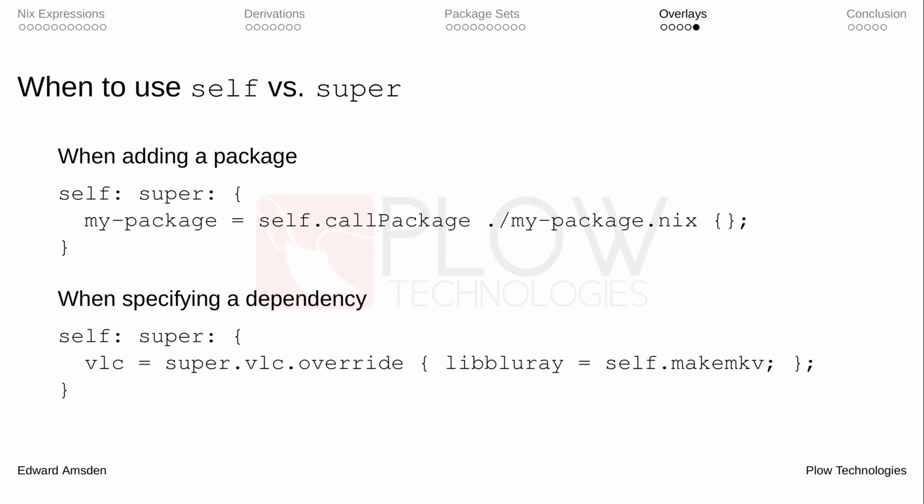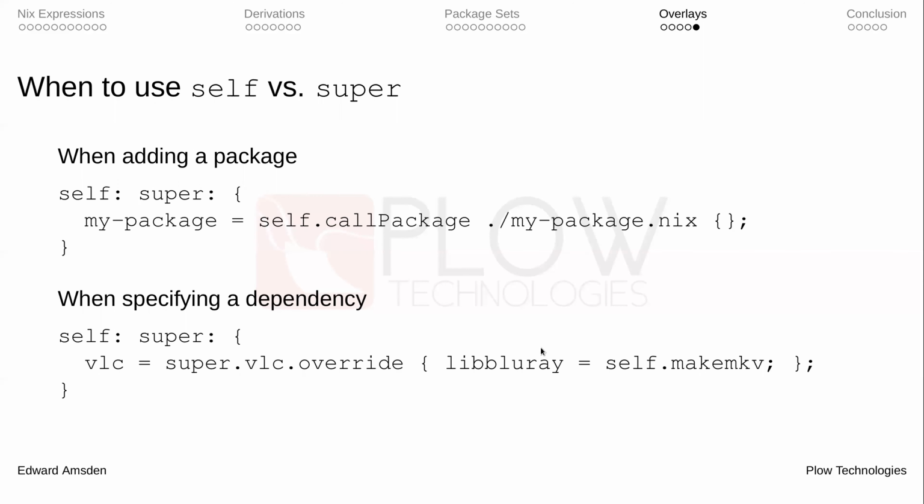When you are specifying a dependency, you use self. So here, this is something that you'll do sometimes, not very often. In this case, like I mentioned before, this override function is just, I want to go back and do over my callPackage for VLC, but change some of those extra arguments that I passed. So VLC expects libbluray as a dependency, but I don't want to use the libbluray that ships with Nixpkgs. I want to use makeMKV because it can pretend to be libbluray.